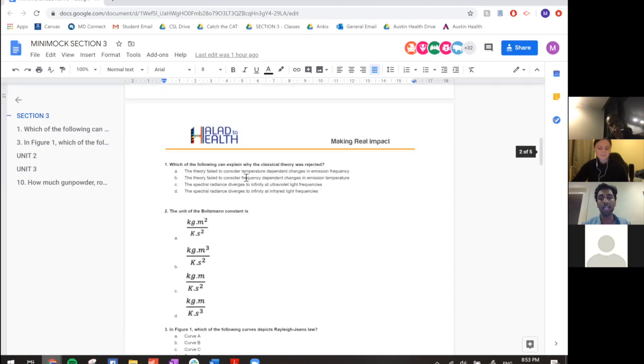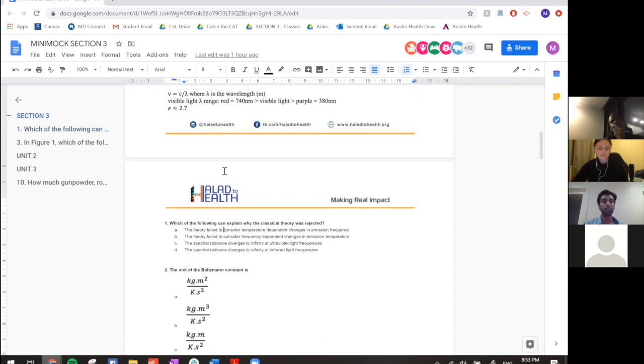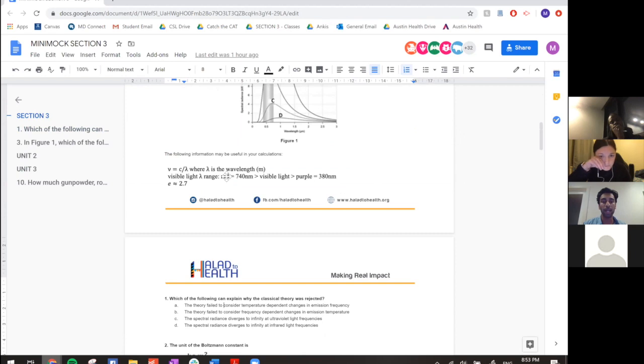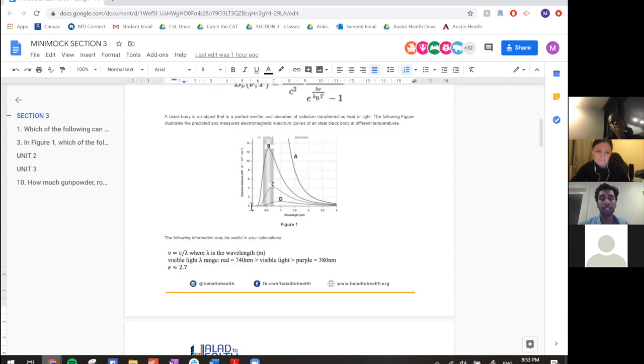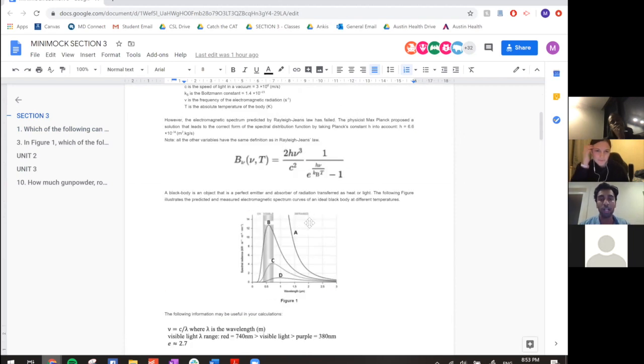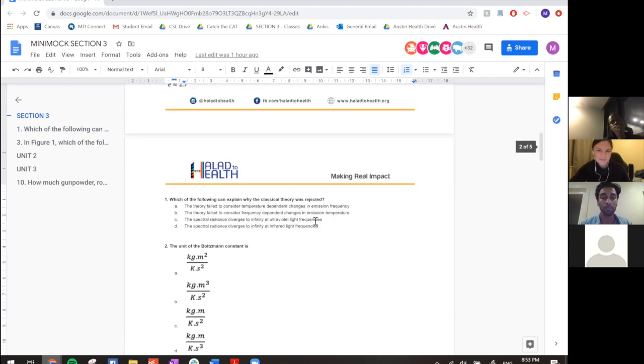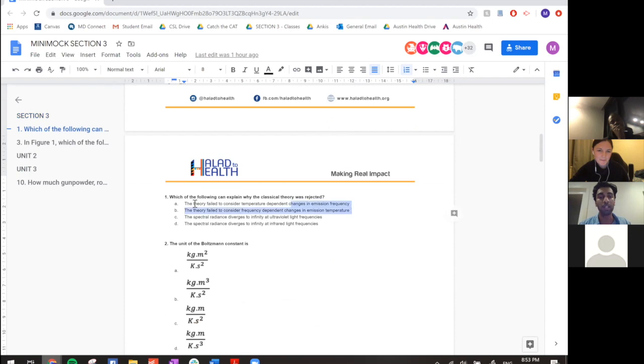So here I'm already discounting A and B because when we compare the classical theory to the revised theory of Planck, there hasn't been any significant change in terms of how temperature or frequency have been presented here. Instead, they both have the same variables being accounted for, and there's only an addition of a constant, like I mentioned before. So with that in mind, I'm already looking against A and B, and I'm focusing my attention on C and D.